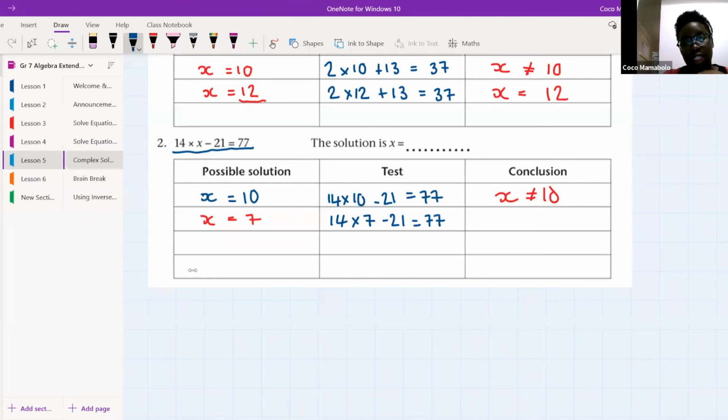It's 98, isn't it? 98 minus 21 is equal to 77. And that is indeed the correct answer. Therefore, x is equal to 7.